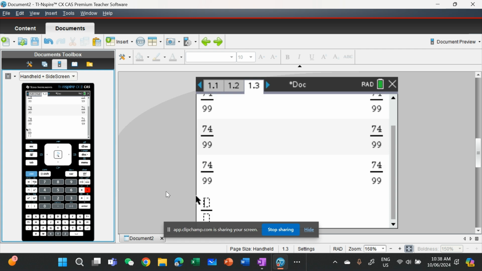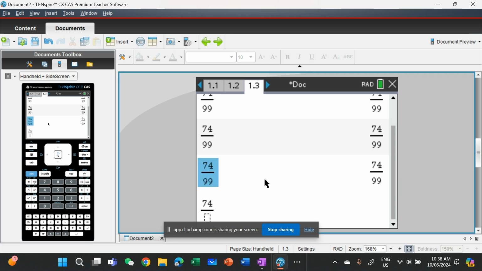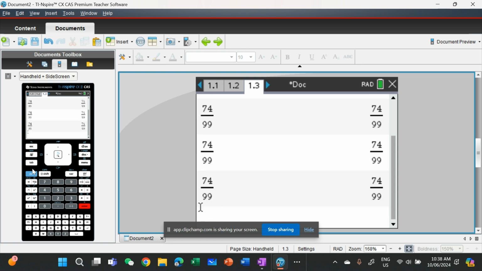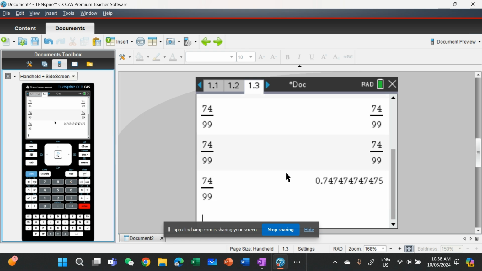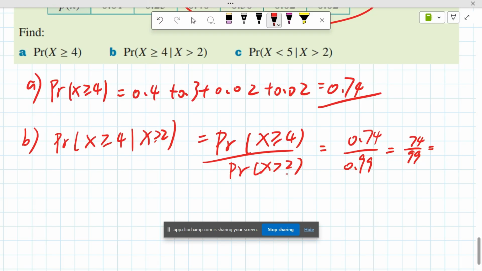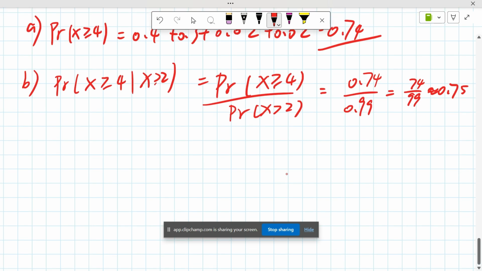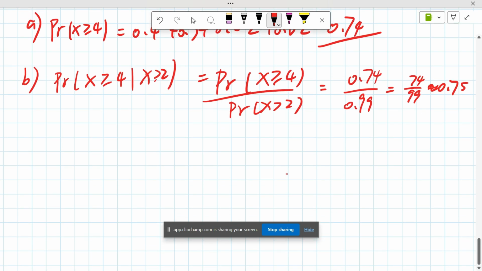What is going on? 74 divided by 99. Control enter. There you go. 0.74, 0.75 approximately. Yep. Yeah, we keep going with that.